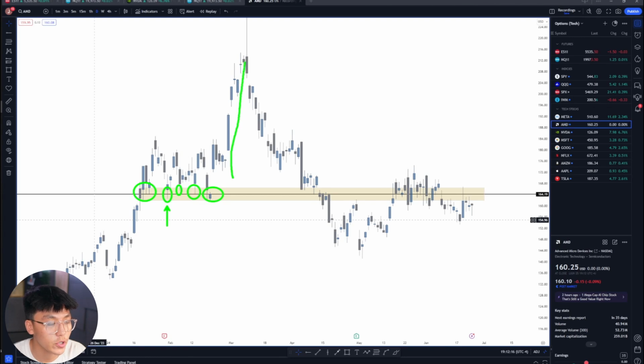Price has a big push towards the upside. As you can see right here, we touch it once more. You can see once we got below, we end up using this as supply back towards the downside. Now price is kind of just consolidating in this area, and now we're underneath it and we're trying to use this as supply back towards the downside.